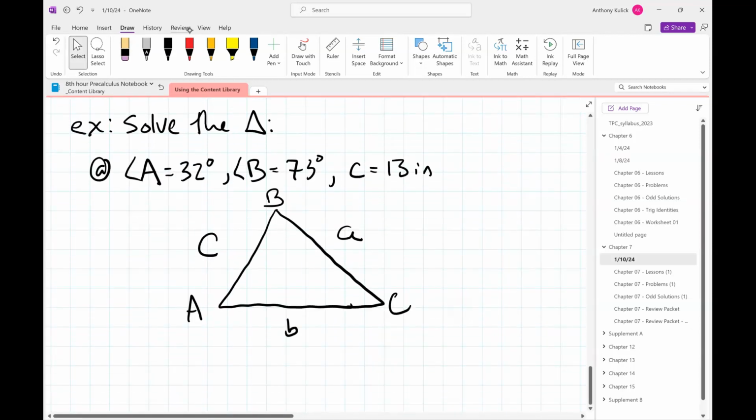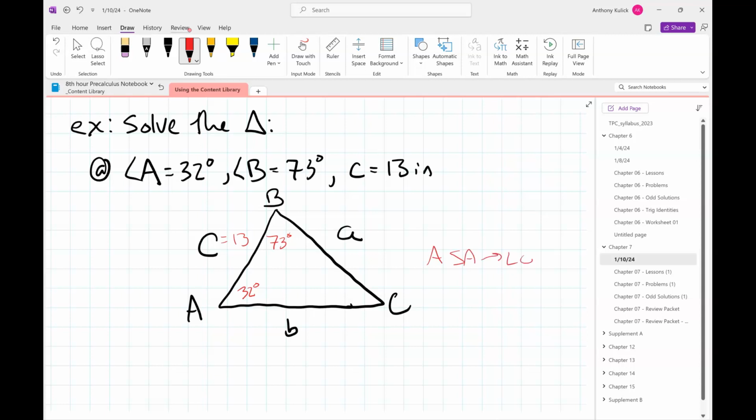Okay. All right. Now I'm going to add in the information that I know. So I know that angle A is 32, angle B is 73, and side C is 13 inches. Which situation am I in? There's 5, right? Angle, side, angle; angle, angle, side; side, side, angle; side, angle, side; side, side, side. Angle, side, angle, which tells me that we should be using the law of sines. Everybody's cool?